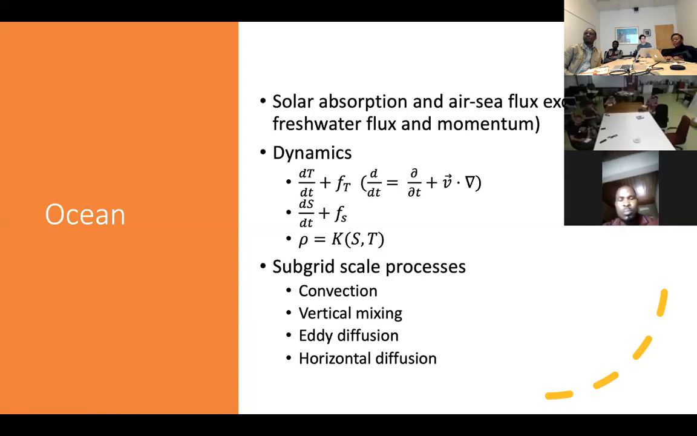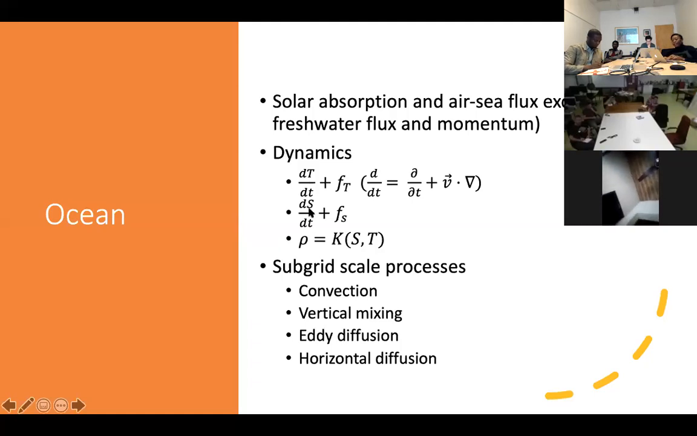So the equations of motion that are solved for in the ocean grid boxes are similar to those of the atmosphere, but in the case of the ocean, you have salinity, which affects the density and which determines what the buoyancy-driven circulation would be. So in the grid cells, you basically solve for the velocities and how temperature and salinity change within each grid cell.